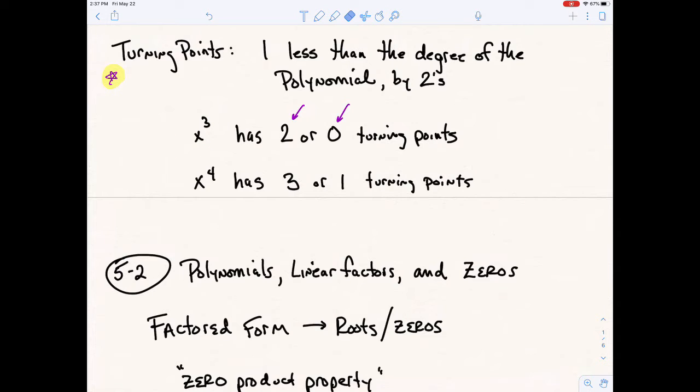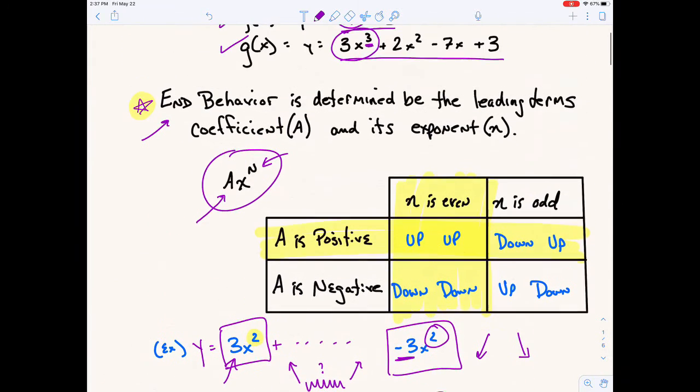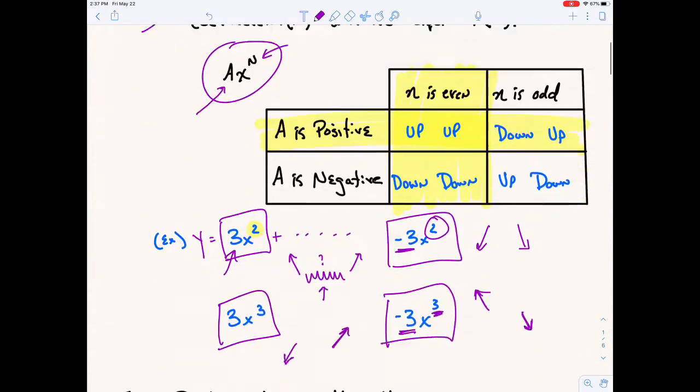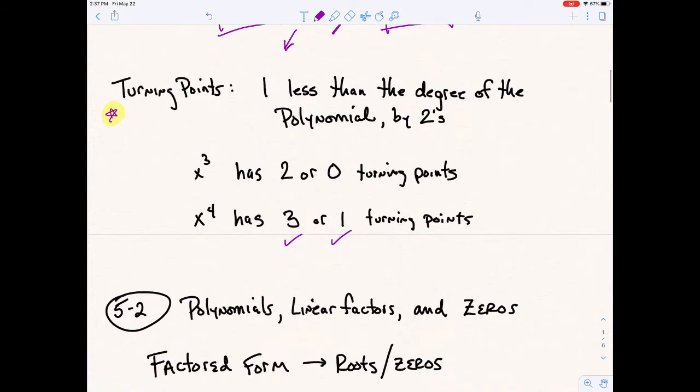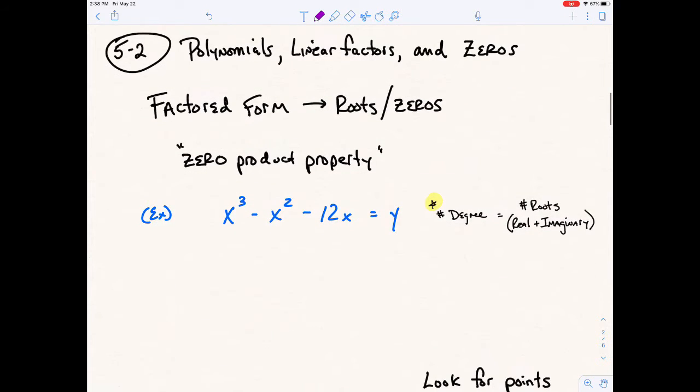If we try this again for the one below it, x to the fourth, 4 minus 1 is 3, so I'm going to have 3 turning points, or, take 2 off of there, 1 turning point. So you have some options. This doesn't tell you what it's going to look like, it tells you what it could look like, and that might help you as you move along. Now let's move on from end behavior, which I think is very important, and turning points, which is marginally important, down to something that is back to really important again.